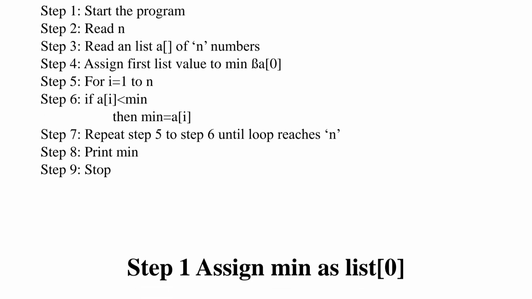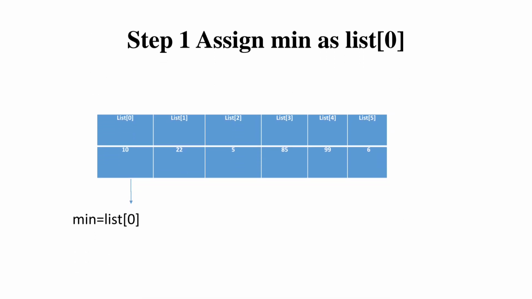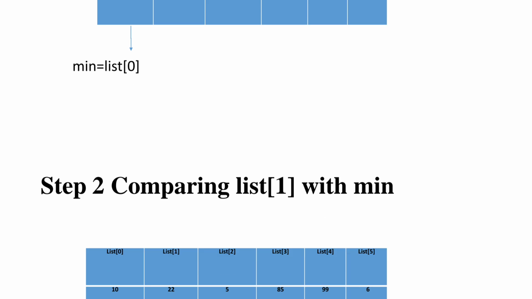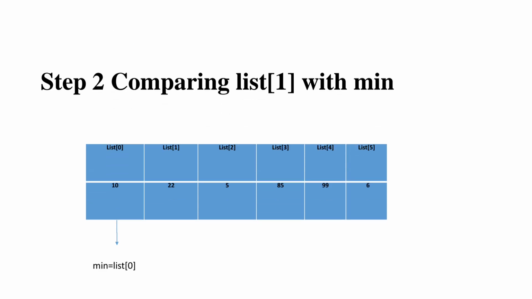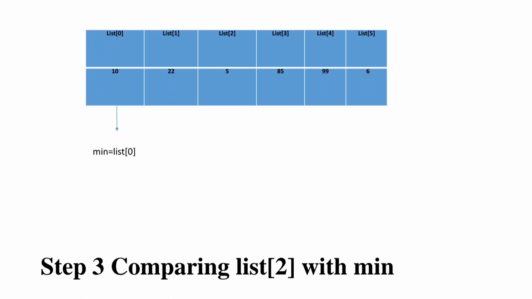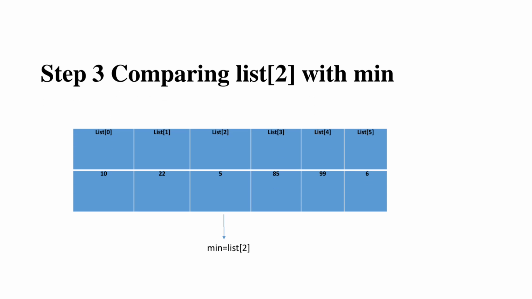So let me check how it will work. First we assign the minimum value as list of 0, that is 10. Then in step 2, we compare it with 22. When we compare 10 with 22, 10 is the minimum number, so the condition is not satisfied and it moves to the next iteration. It compares with list of 2. Here the minimum element 10 is greater than list of 2, so we now assign the minimum as list of 2.